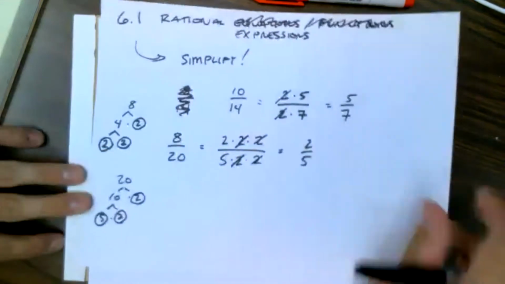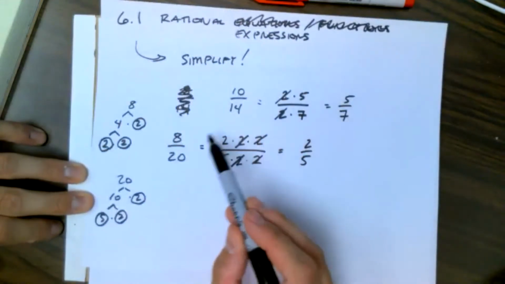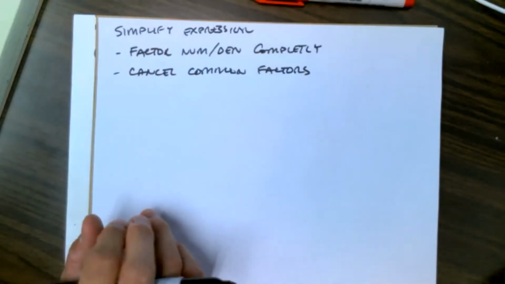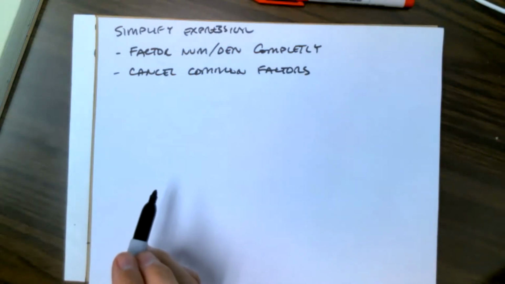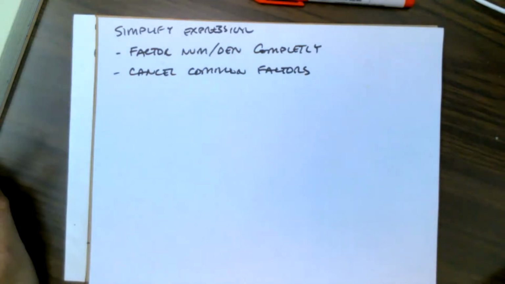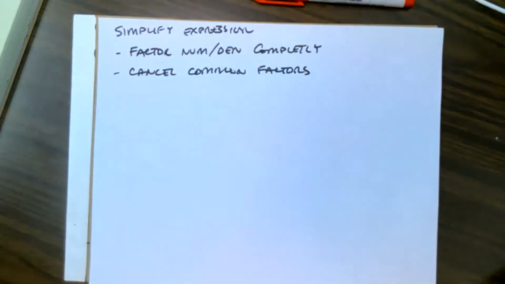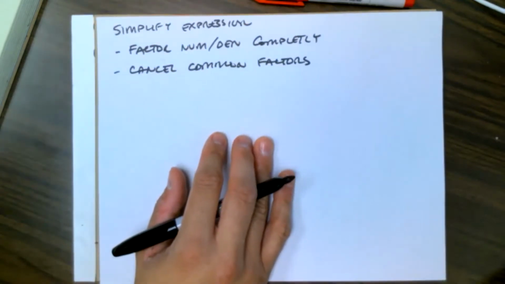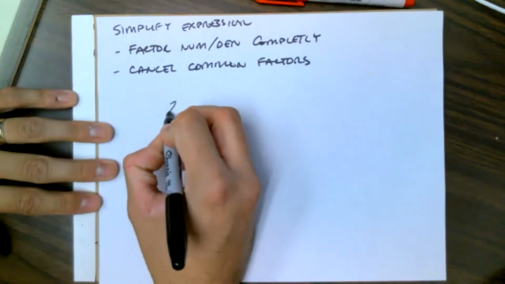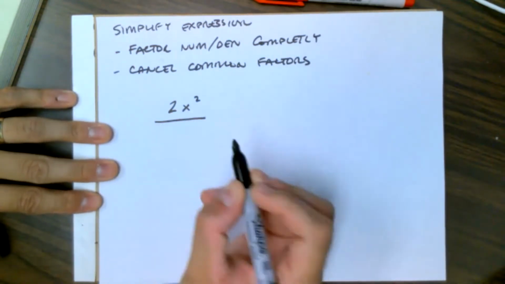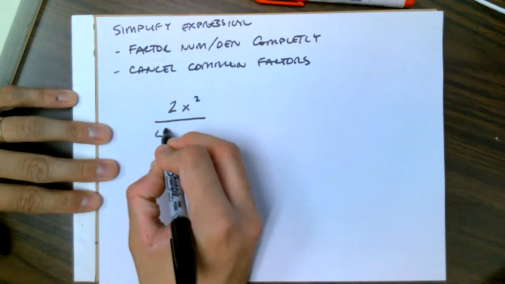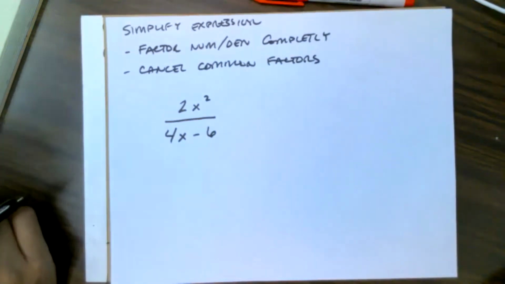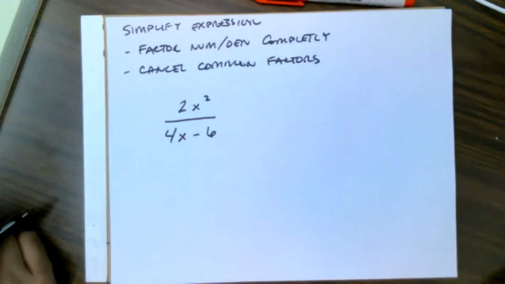That's exactly what we did here, okay? We factored the numerator and denominators completely, and then we canceled common factors. That's all we did. But now we're going to do it with binomials and trinomials, okay? So let's look at a very basic example before we get started. Guys, I'm going to be doing a lot of examples today. So let's say we had 2x squared over 4x minus 6.